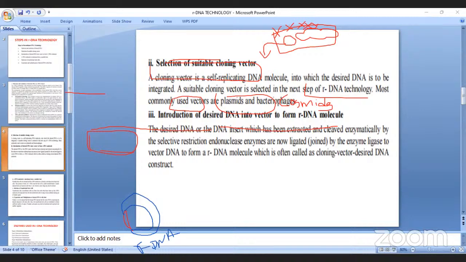Right. So actually, here this is the desired DNA, this is the plasmid. To join both DNA we use the ligase enzyme. With the help of ligase, both the plasmid DNA and desired DNA are fused. Now this is called rDNA. In the next step, rDNA is introduced into the suitable host. Already told you the host is the bacteria.